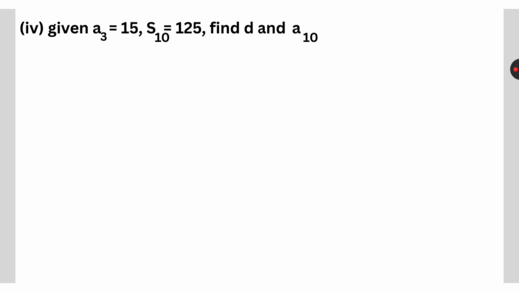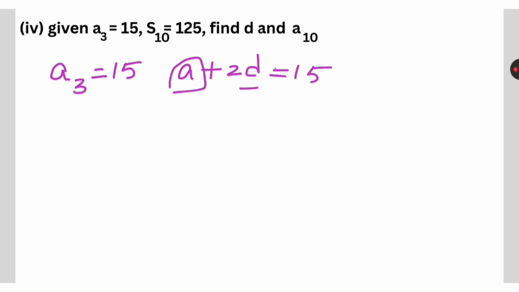Let's see another one. Given a3 is 50, S10 is 125. We need to find d and a10. What they given? a3 is 50. a3 is nothing but a plus 2d. Using this, we cannot find the d because here we don't know the first term. So that's why we are not using this a plus 2d here. So we can use directly the formula which is an equal to a plus (n minus 1) into d.